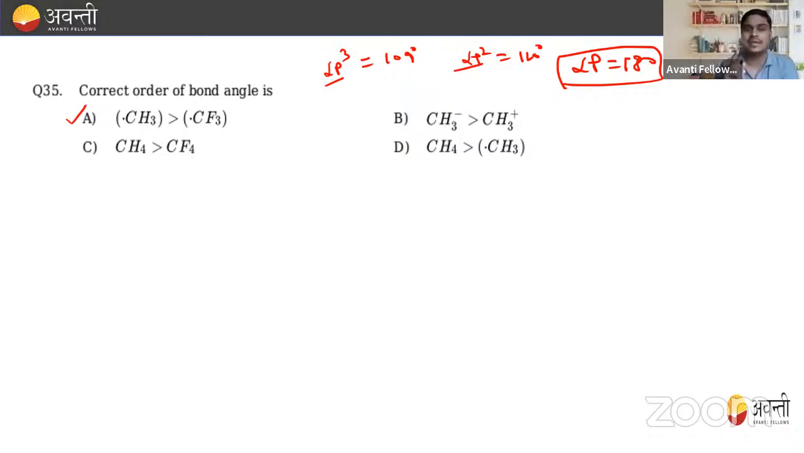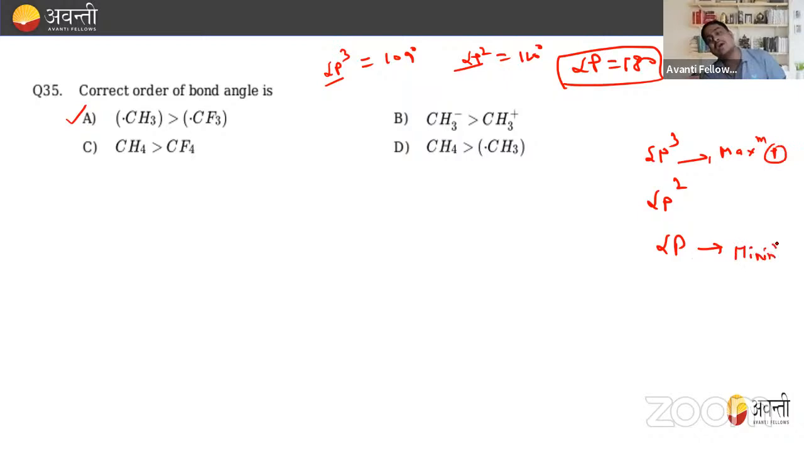Okay, one thing must be clear here, beta. I'm repeating again because this can create confusion for you. If I'm talking about sp3, sp2 and sp, right? Out of these three, this one has minimum p character and this one has maximum p character. Out of these three, if I'm comparing, sp has only 50% p character, and the rest, 66 and 75%, are p. So sp3 has the maximum p character.